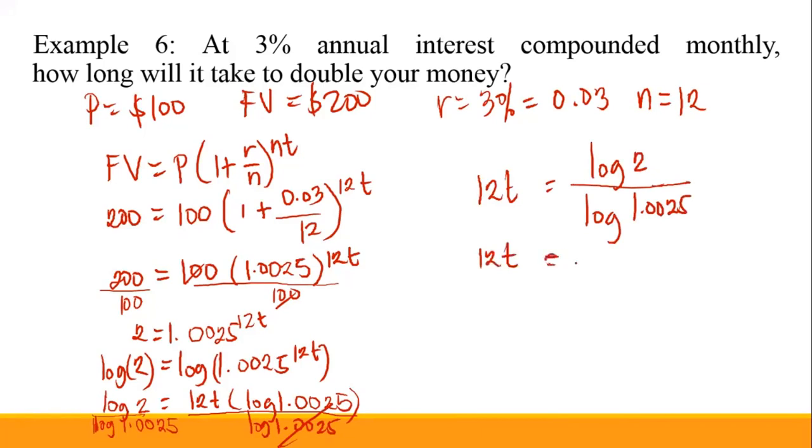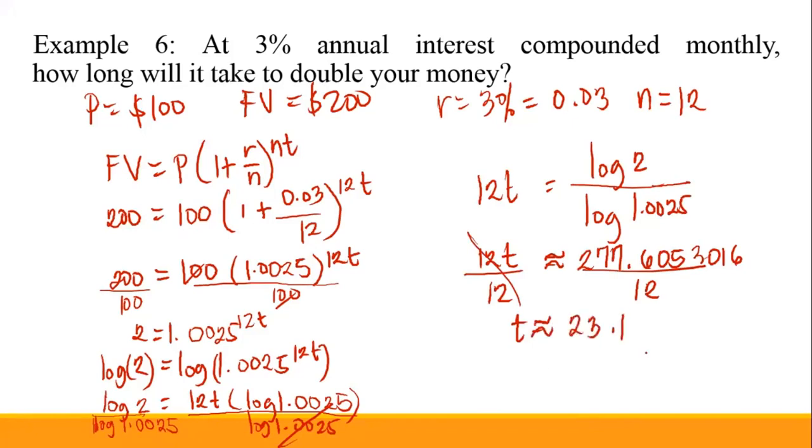So, what is the value of this one? So pwede naman ganyan pa rin. So 277.6053016. Okay? So divide both by 12, para makuha natin yung value ng time. So this is now approximately equal to 23.1.